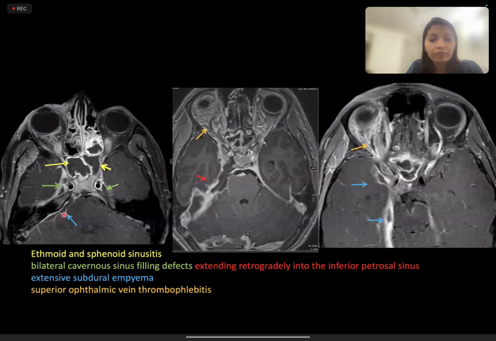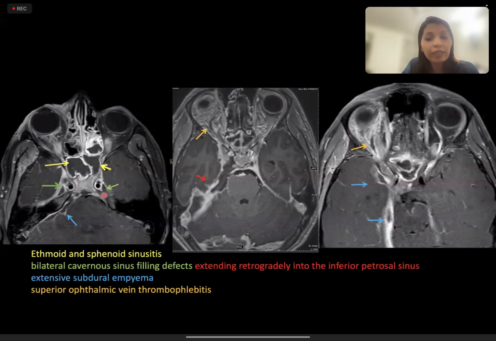Here you can also see that the filling defect in the right cavernous sinus is contiguous with that superior petrosal sinus and extends into the transverse sinus as well. All right. So I'm sure everybody can appreciate those findings. So sinusitis of the posterior ethmoidal air cell and the sphenoidal air cell. And if we look carefully at the cavernous sinus, we can see these tiny filling defects with rim-like enhancement. This is a case of cavernous sinus thrombosis.